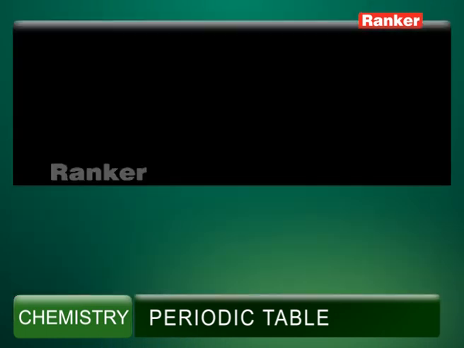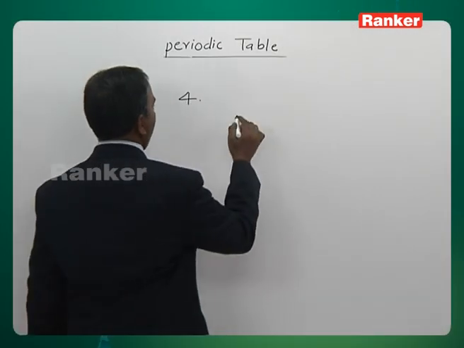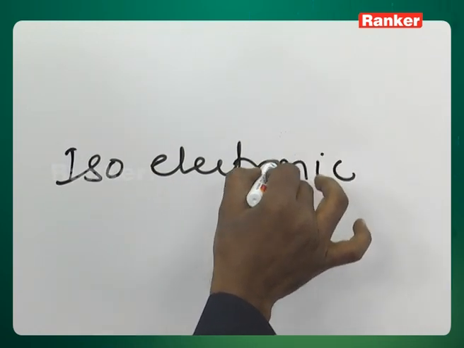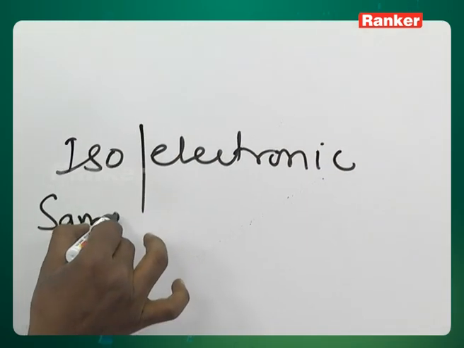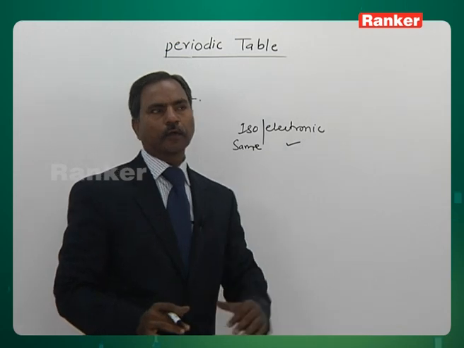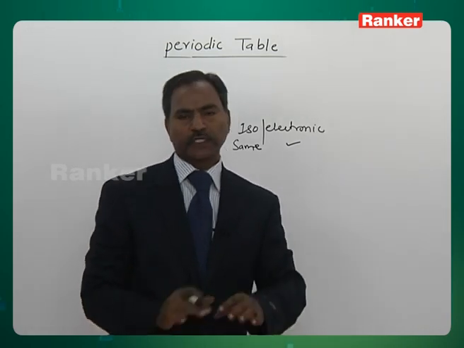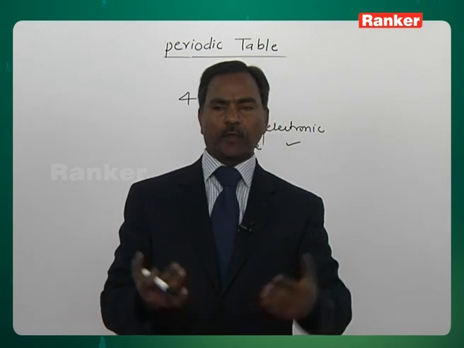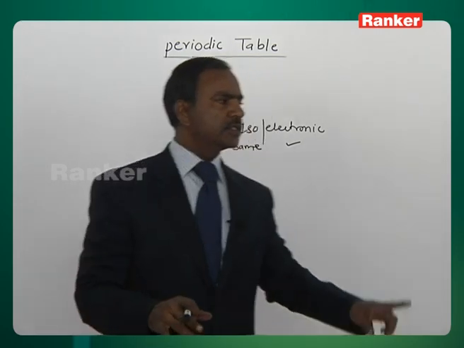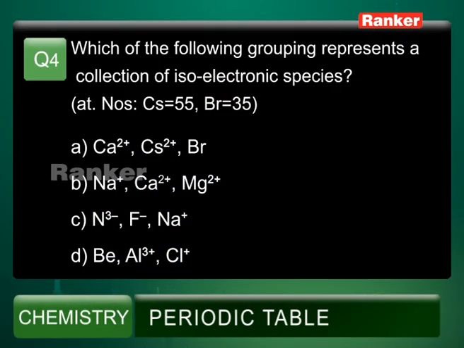Question number 4, which of the following groupings represents a collection of isoelectronic species? Isoelectronic. Iso means same. Electronic means number of electrons. Species having the same electronic configuration we call isoelectronic species. It may be a pair of ions, or more than 2 or 3. Whichever carry the same number of electrons, their configuration will be the same. They are known as isoelectronic species. Let us see the given options.